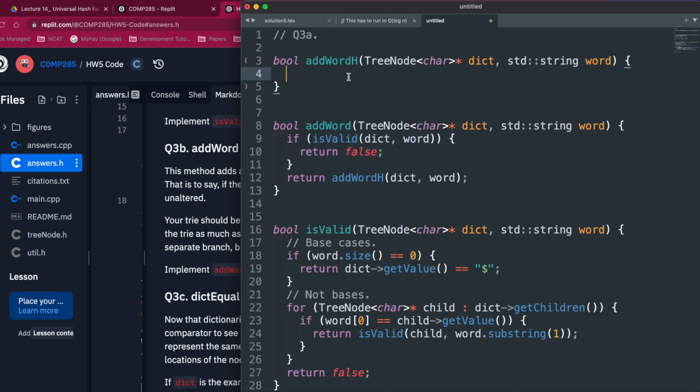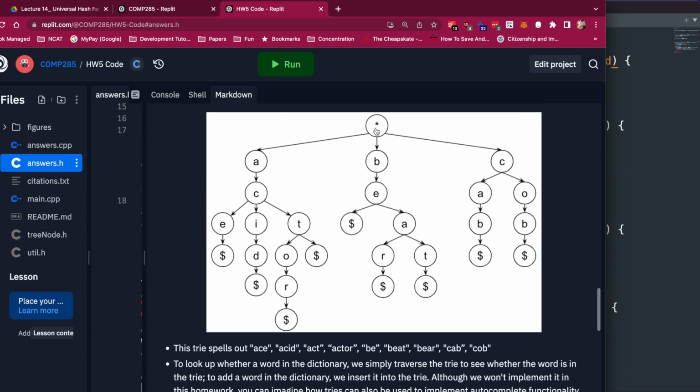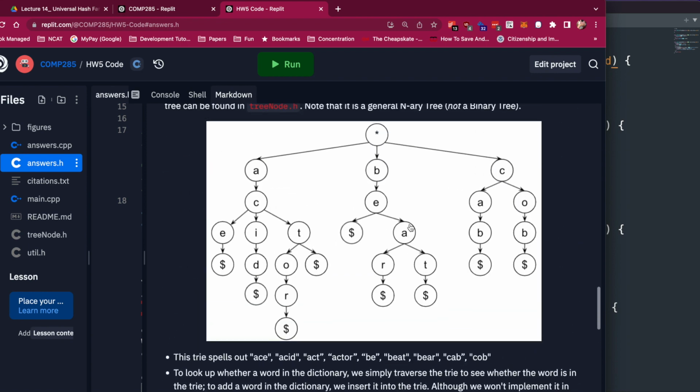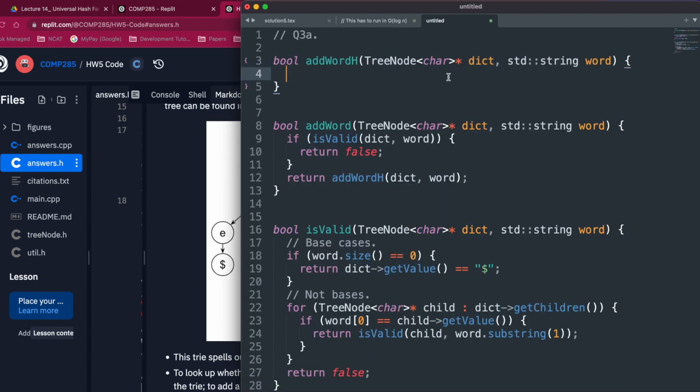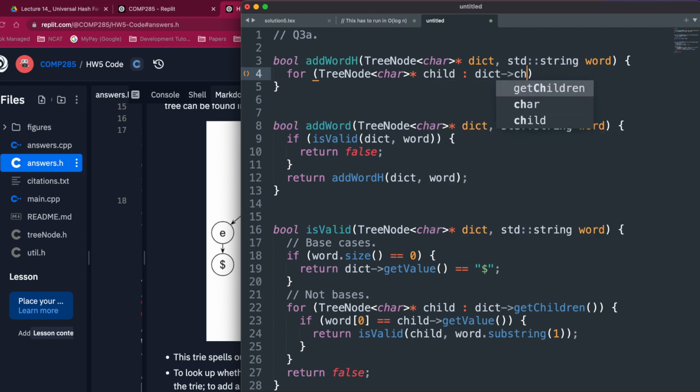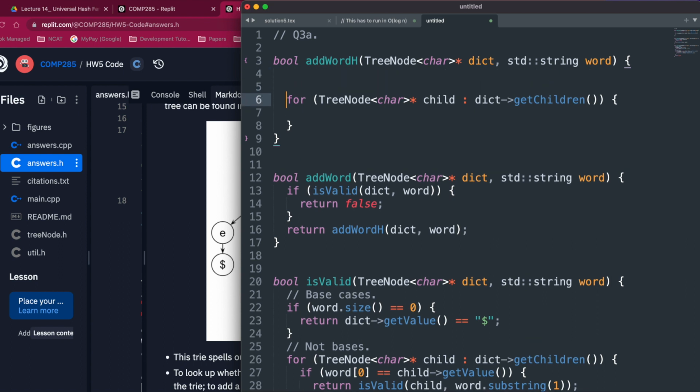So for the add word helper, again, this dict is going to be our root, so it's going to start here. And basically what we're going to do is look through the children to see if the character already exists. If it already exists, we want to reuse it. If it doesn't exist, then we need to add it. So essentially, we would iterate over each child. So I would say dict get children.